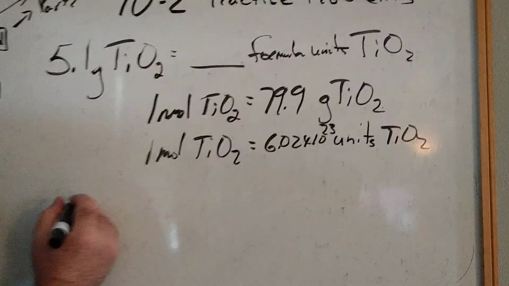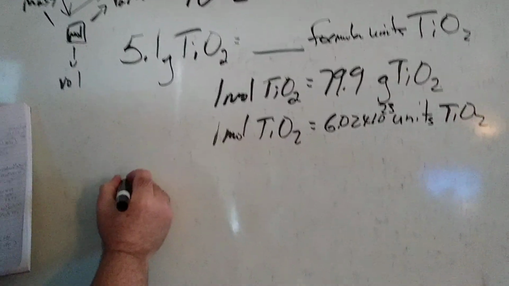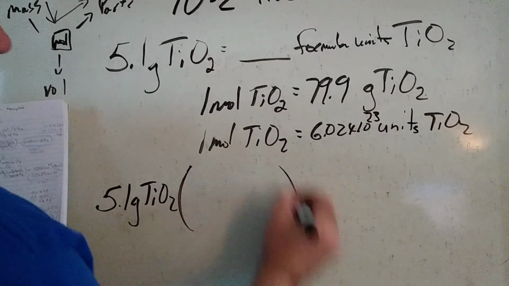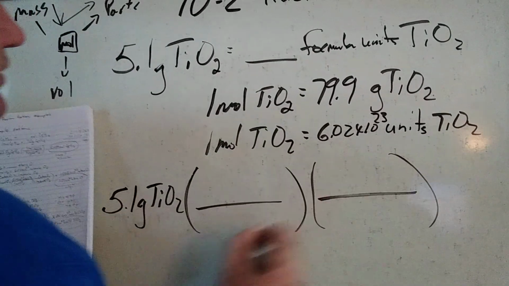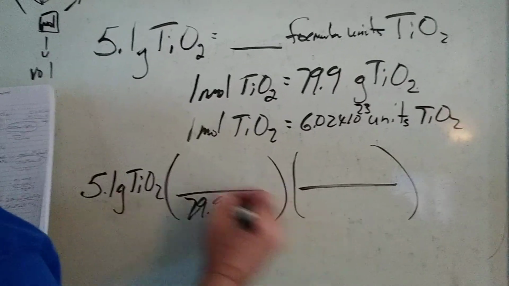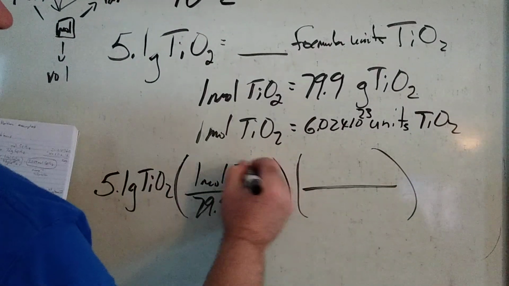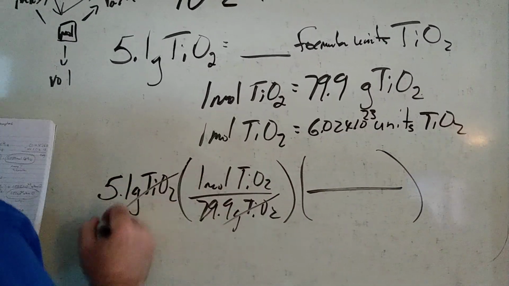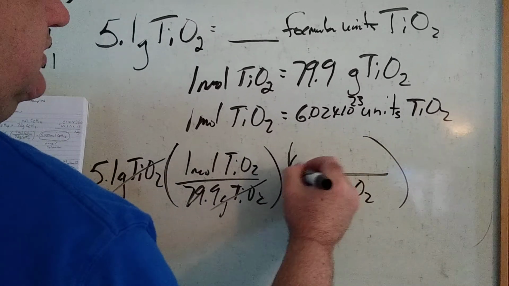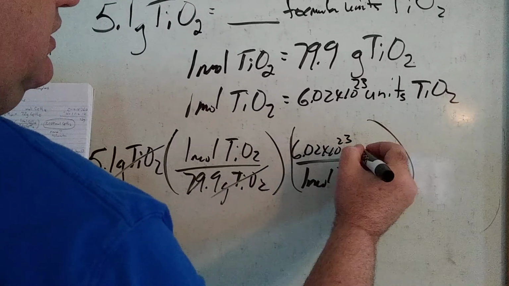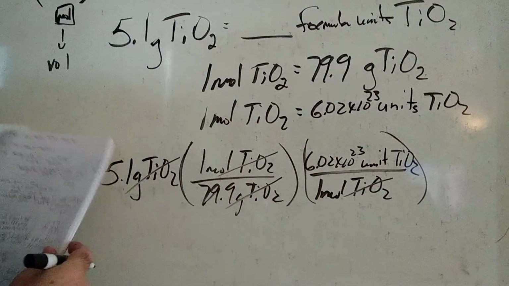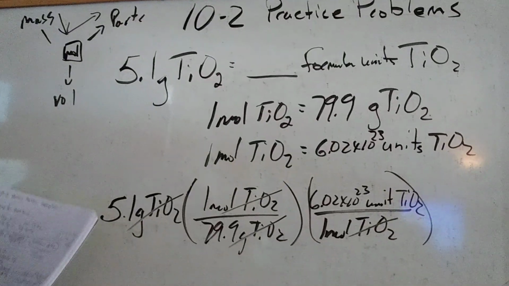We then plug this into doing our dimensional analysis. 2 equalities gives us 2 conversions. 5.1 grams TiO2. Get those in there. 79.9 grams TiO2 is 1 mole TiO2. Grams cancel out. 1 mole is 6.02 times 10 to the 23rd units TiO2. Moles cancel out. 2 sig figs in my answer, so I'm just going to get the answer for this one.